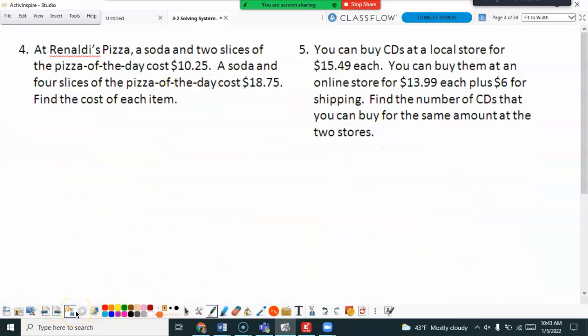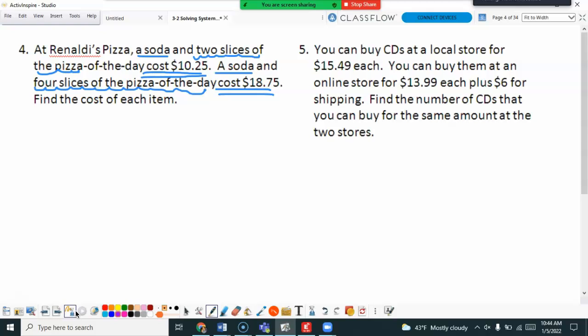We can also apply this method to word problems. So now what we have to do is construct our equations from the word problems and then solve. So it says at Rinaldi's Pizza, a soda and 2 slices of pizza cost $10.25. A soda and 4 slices of pizza cost $18.75. Find the cost of each item.